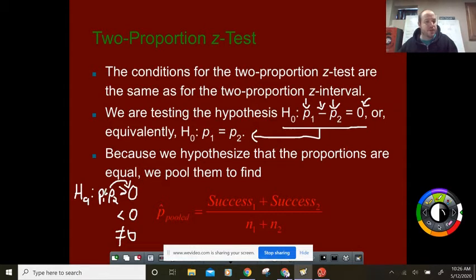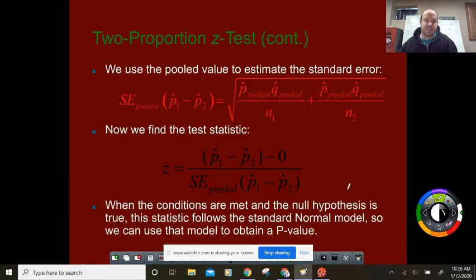If we're looking at this one, it would become P1 is greater than P2. For this one, it would become P1 is less than P2. And for this one, it would be P1 is not equal to P2. So those are our set HAs that we would use for our two proportion Z test.